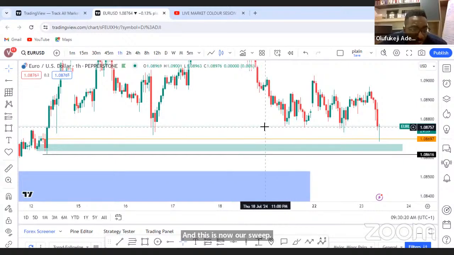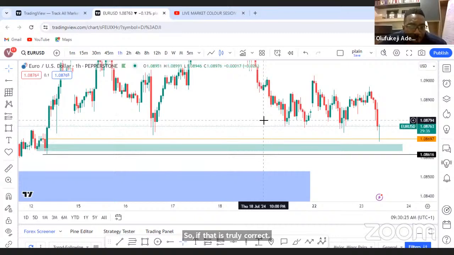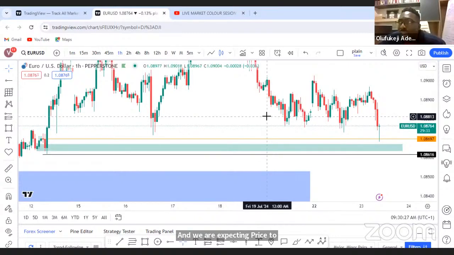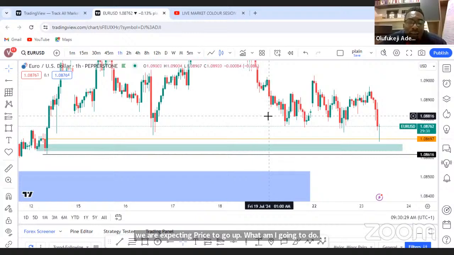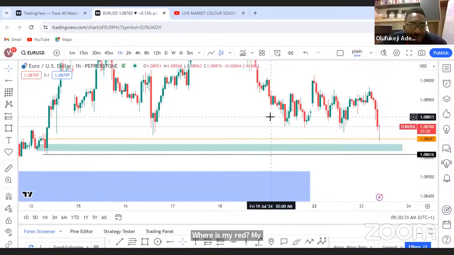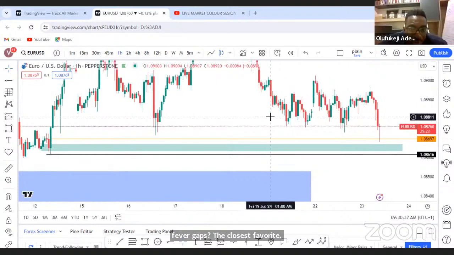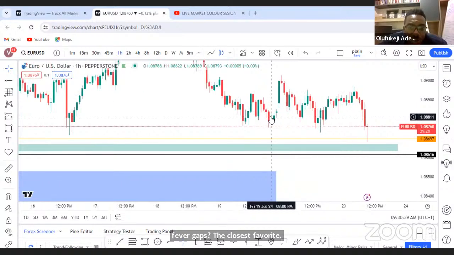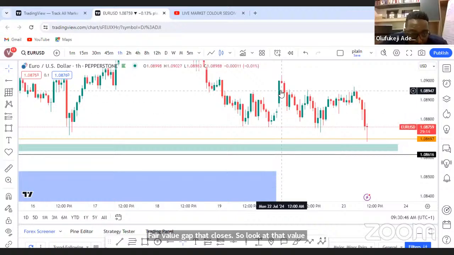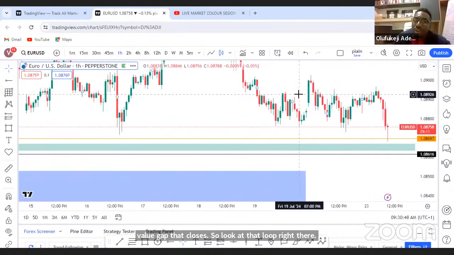So if that is truly correct, and we are expecting price to go up, what am I going to do? Where are all my red fair value gaps? The closest fair value gap that is red. What am I expecting to see? A green fair value gap that closes. So look at that fair value gap right there, just before the sweep. Remember, we're thinking of buying.